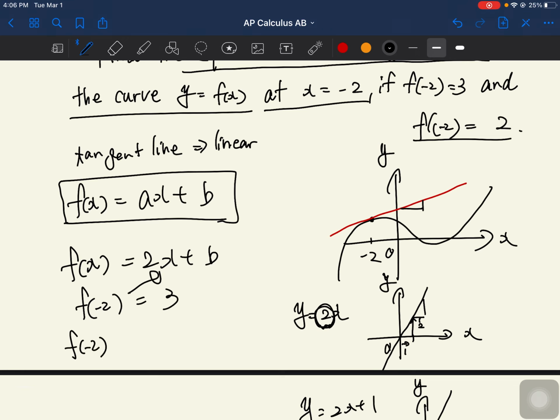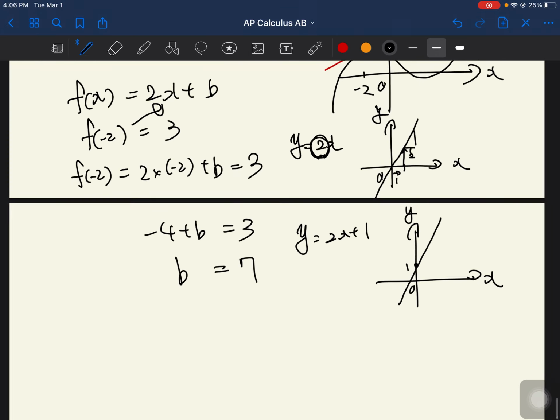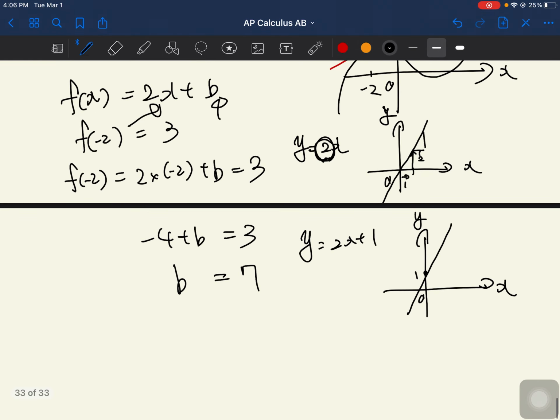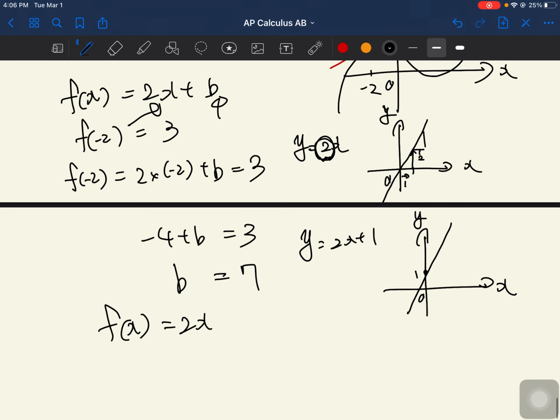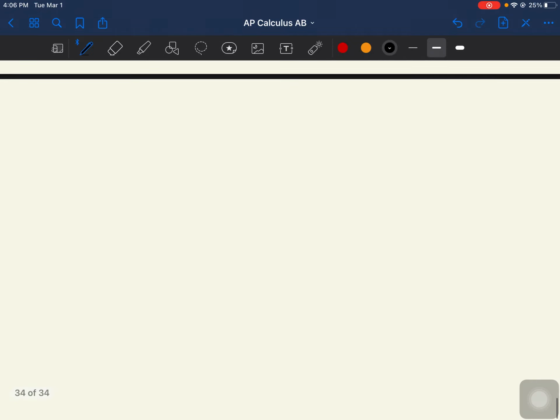So you can just plug in negative 2 here. f of negative 2 is 2 times negative 2 plus b, which is equal to 3. So negative 4 plus b equals 3, so b equals 7. Now you got the function. You can plug in 7 into here, so the answer is f of x is equal to 2x plus 7. That's it. It's actually simple, isn't it?